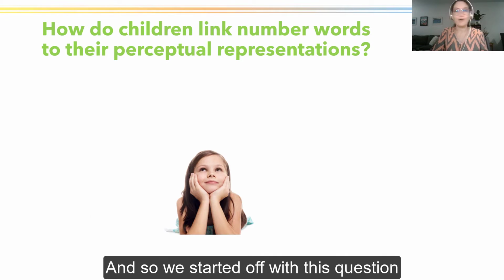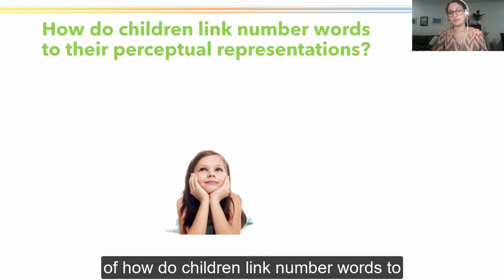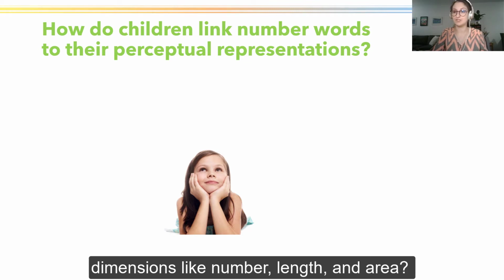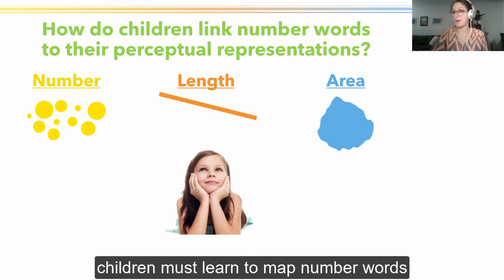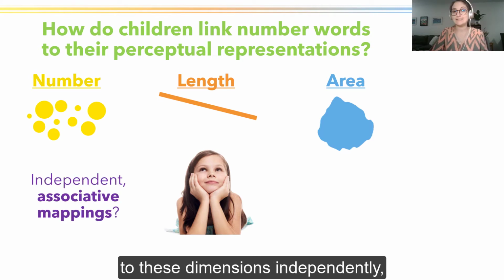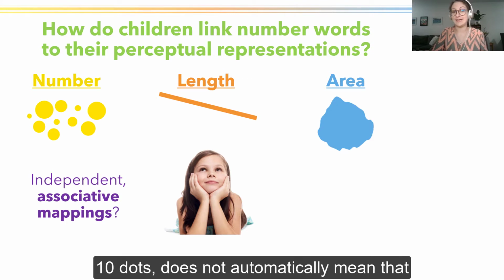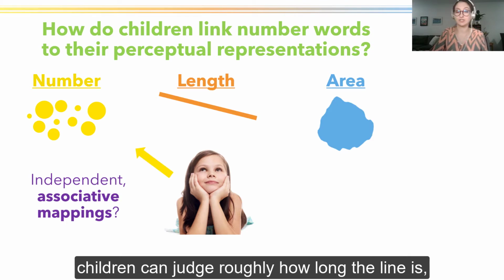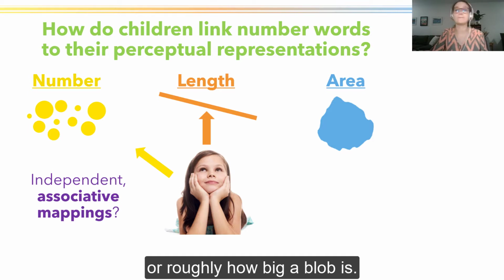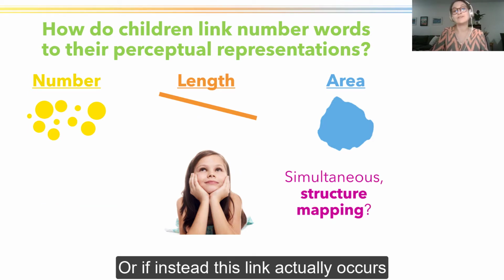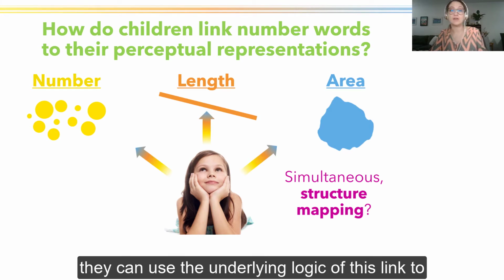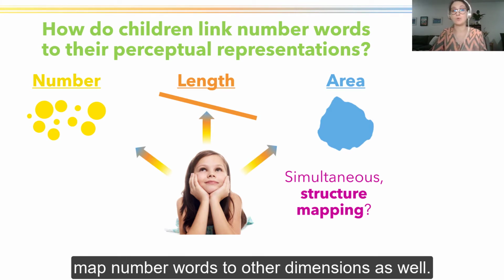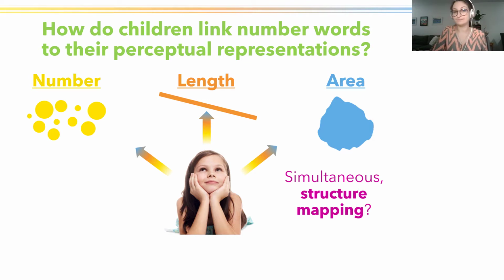And so we started off with this question of how do children link number words to their perceptual representations across dimensions like number, length, and area. And we asked whether children must learn to map number words to these dimensions independently, such that knowing that there are roughly 10 dots does not automatically mean that children can judge roughly how long a line is or roughly how big a blob is, or if instead this link actually occurs more like a simultaneous event, whereby once children can link number words to one dimension, they can use the underlying logic of this link to map number words to other dimensions as well.